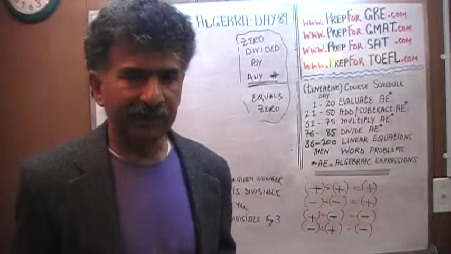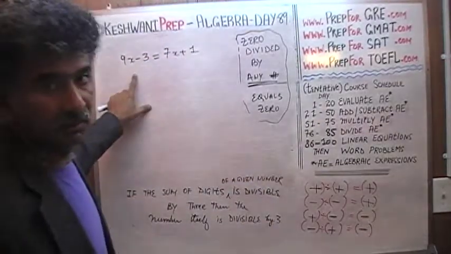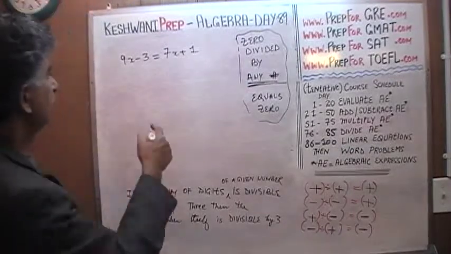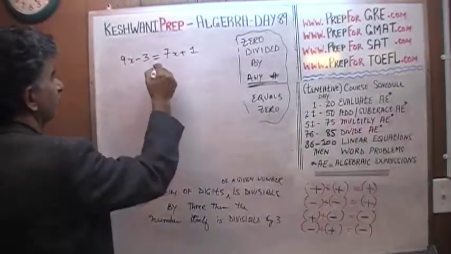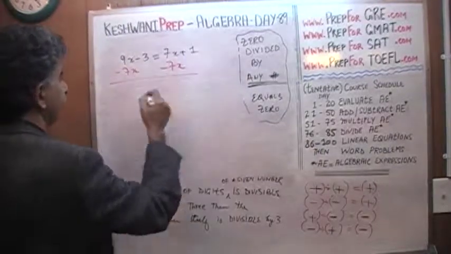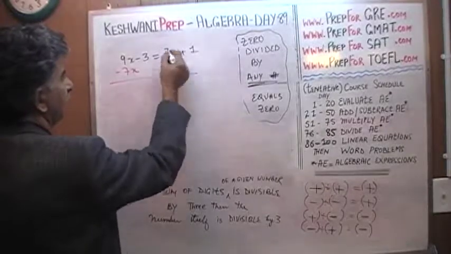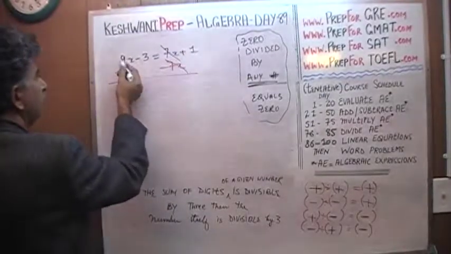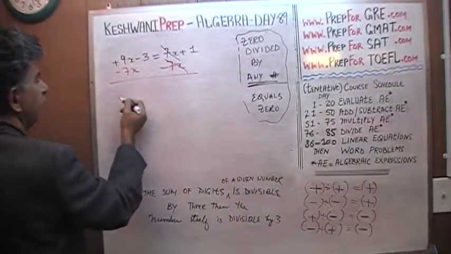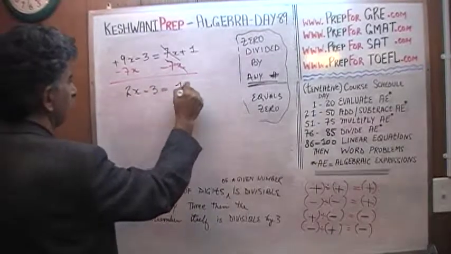The convention dictates that we put the number on the right hand side and the x on the left hand side. So somehow we need to bring this 7x to this side. Let's subtract 7x from both sides. Positive 7x and negative 7x cross out. Positive 9x and negative 7x give us 2x. Negative 3 equals 1.